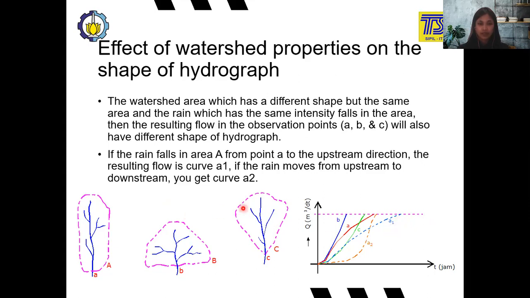And if the rain moves from upstream to downstream, to the outlet, you will get the curve A2. The difference here is the discharge. The discharge will be increasing slowly if the water flows from the area of A, from point A, in the upstream direction. But if the rain moves from upstream to downstream, you will get the curve A2, in which the discharge will be increasing at a time near the end of the hydrograph.